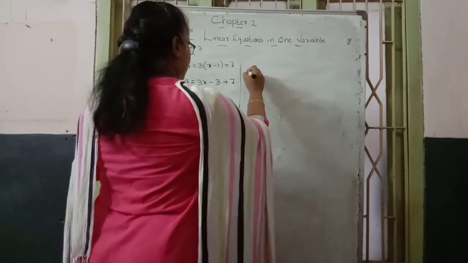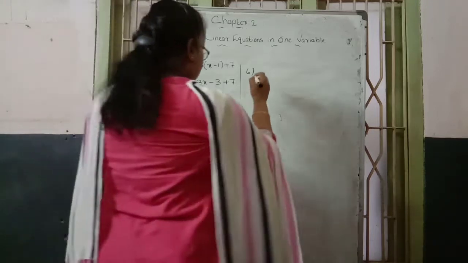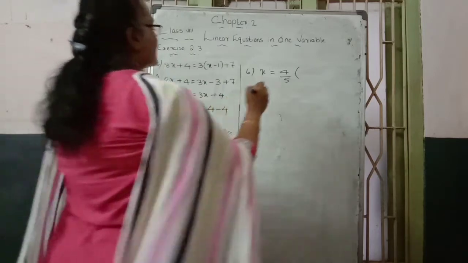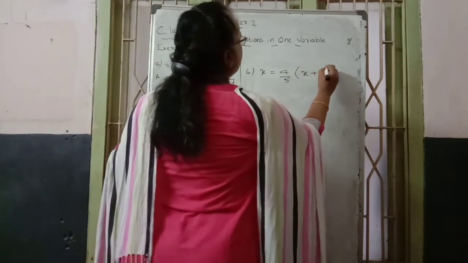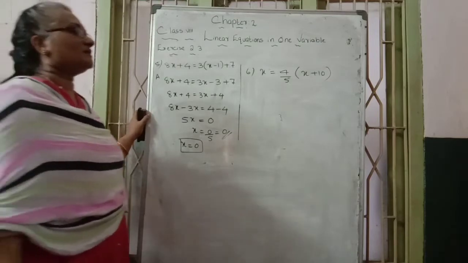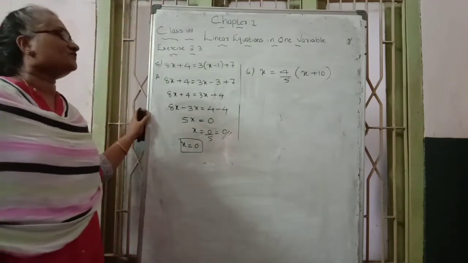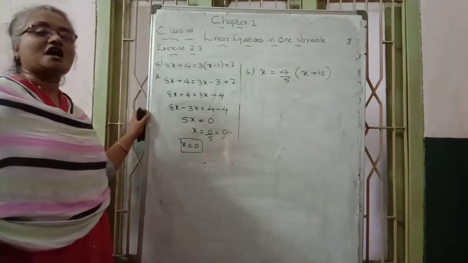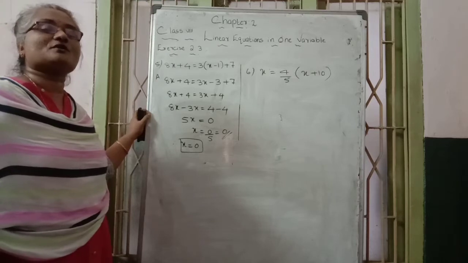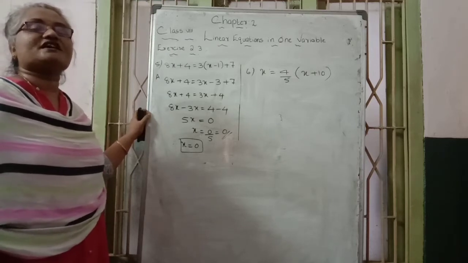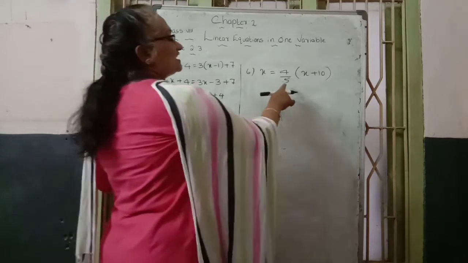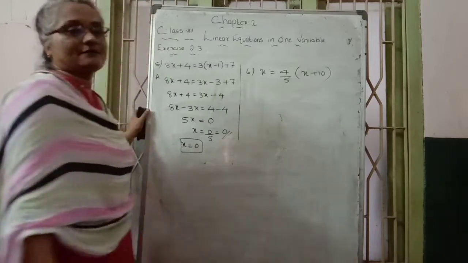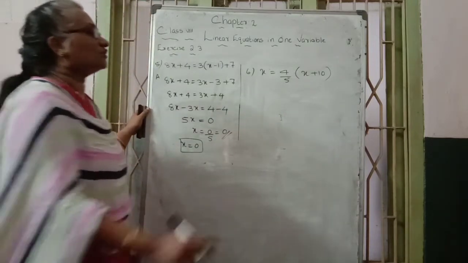The sixth question tells about x is equal to 4 by 5 into the bracket x plus 10. In this way it is given. What do we do here also? First we give preference to opening the bracket. How to open the bracket? Apply the distributive property, distributive of multiplication over addition. The outside number is multiplied with the first number, and again the outside number is multiplied with the second number. That distributive property we are going to apply here.